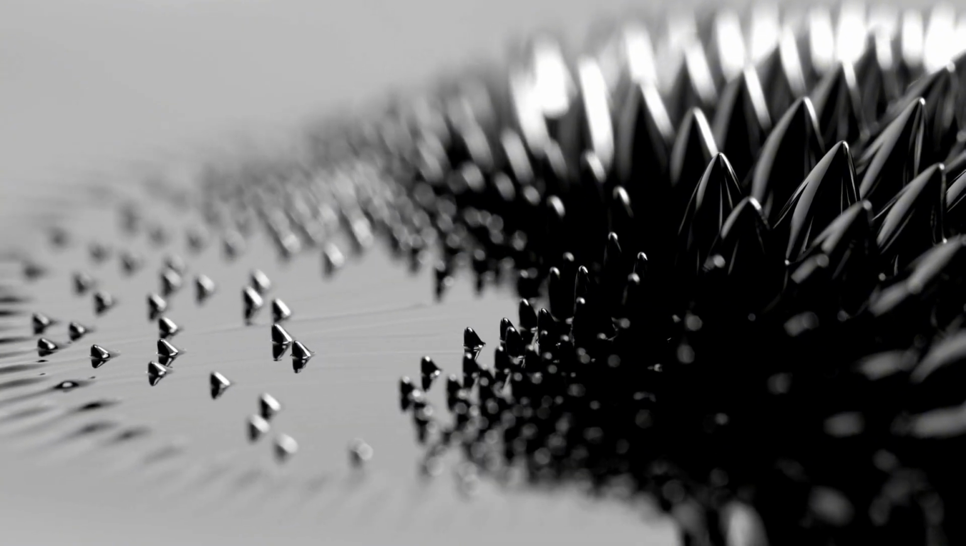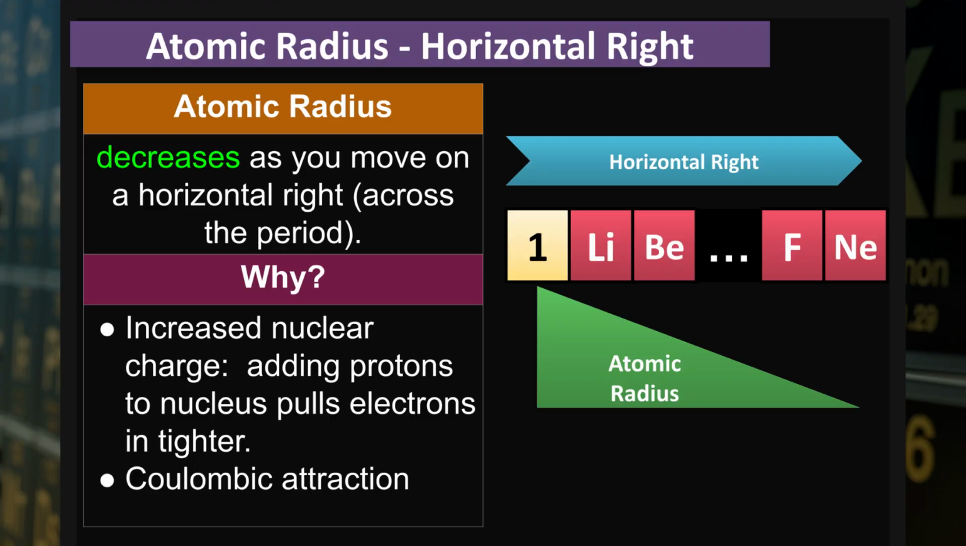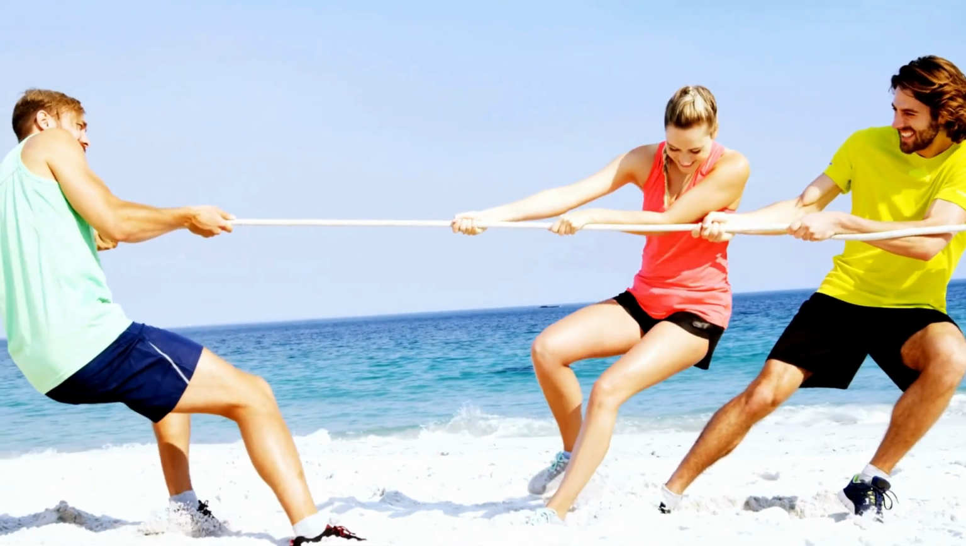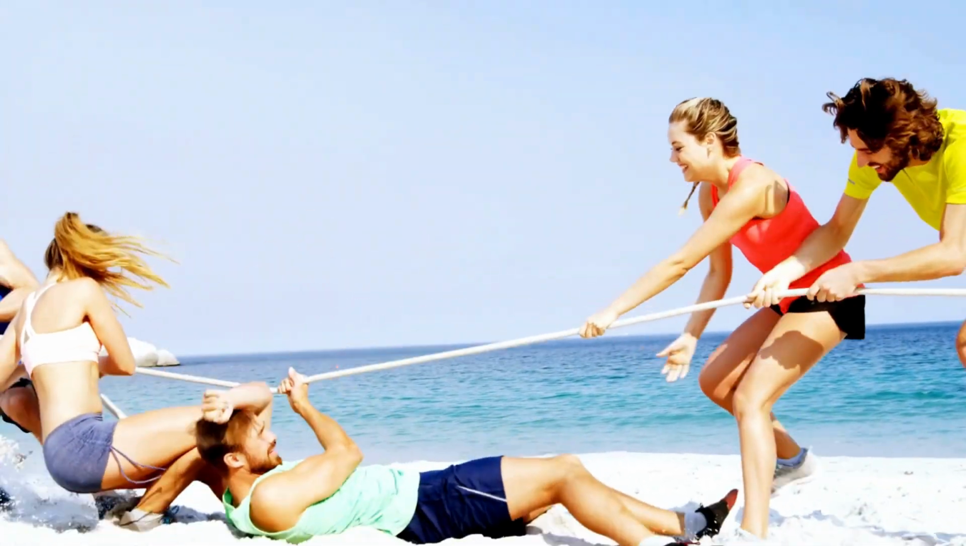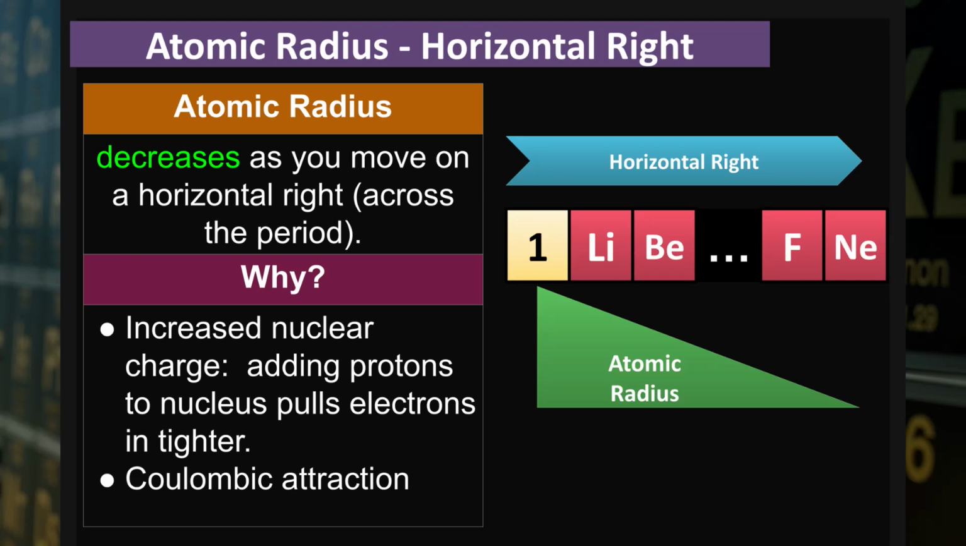Yes, we know electrons repel each other, but the protons and their Coulombic attraction actually have a greater effect on the electrons than the electrons have on themselves. So even though there are more electrons, protons in the nucleus win the tug-of-war battle. So atoms on the right side of the periodic table tend to be smaller than the ones on the left.